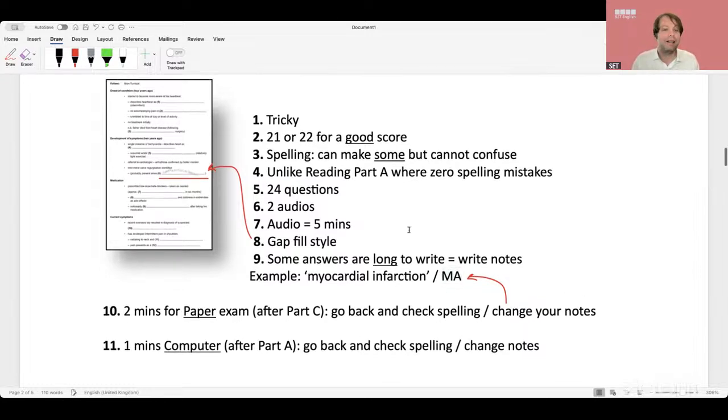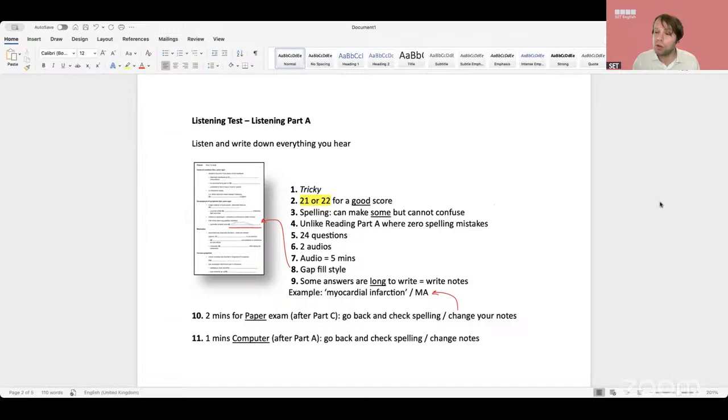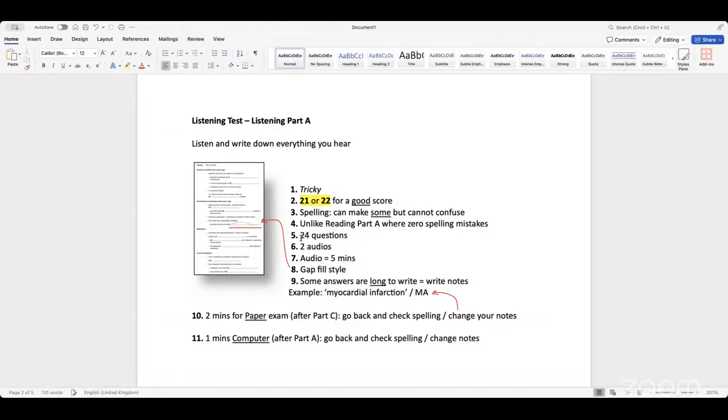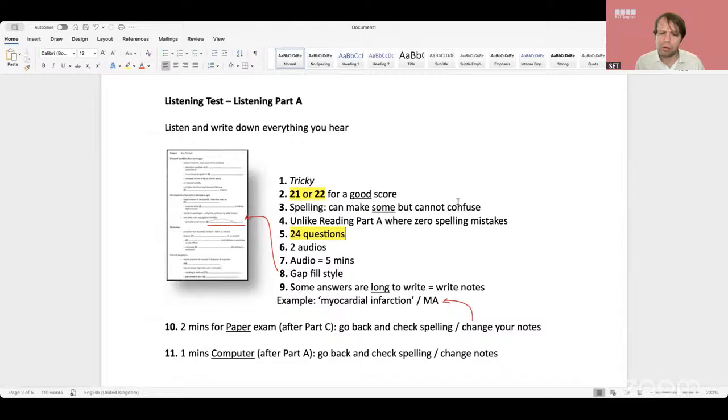Guys, this is listening part A, okay? It is tricky. I think it's tricky because you need to get a good score here. Why am I saying you've got to get 21 or 22? This is out of 24, right? Because you can only make one or two mistakes.